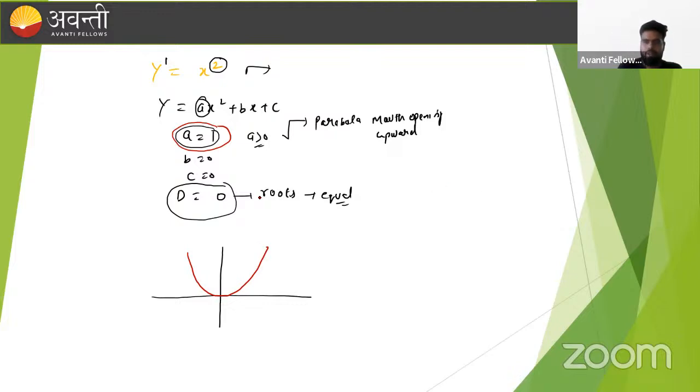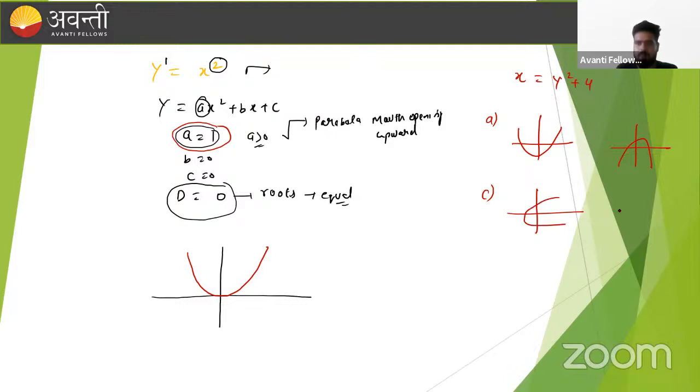Tell me one thing, if a graph is given something like this, see x equal to y square plus 4, can you tell me which one is the correct graph? Options 1, 2, 3, and this one D. Can you tell me which one is the correct graph? How can we recognize this? Anybody?